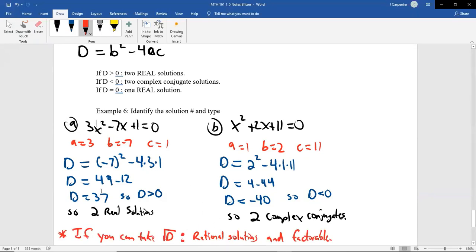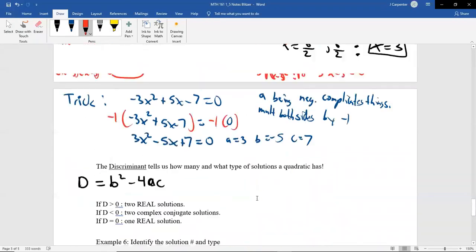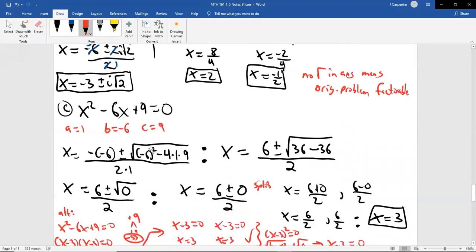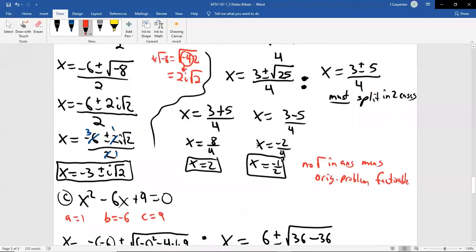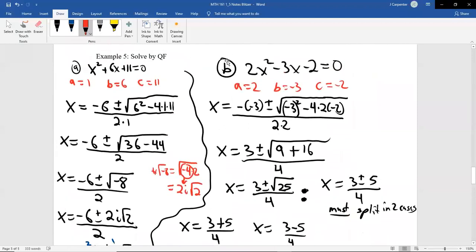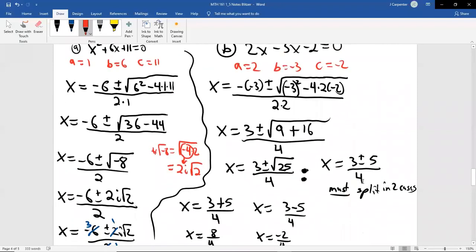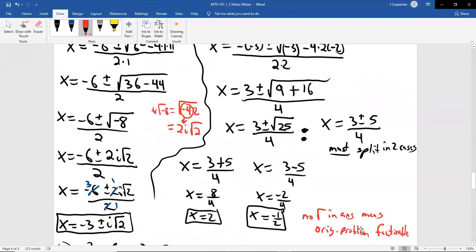So if you go back to A, the discriminant was 37, that means they're irrational solutions. B, negative 40, means they're irrational. If I had done the discriminant for problem C, that b squared minus 4ac was 0, the square root of 0 is 0. Look, rational solutions. The b squared minus 4ac for problem B up here ended up being 25, which we know is a square root, which is why the solutions were rational, which meant it would have been factorable.